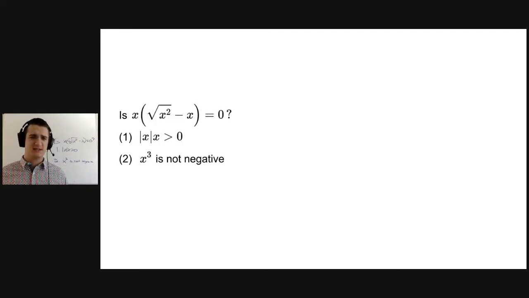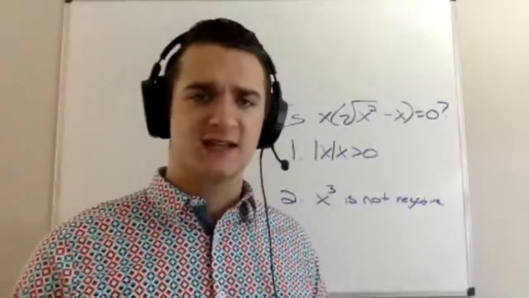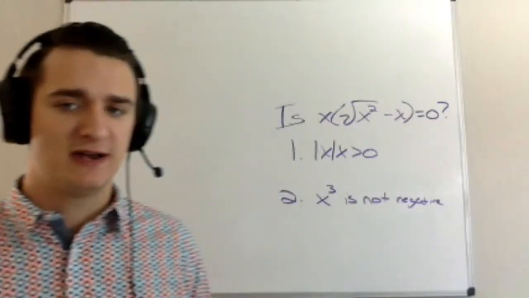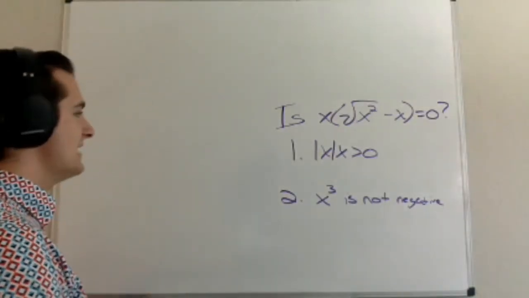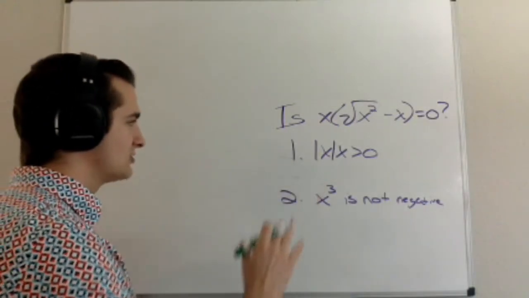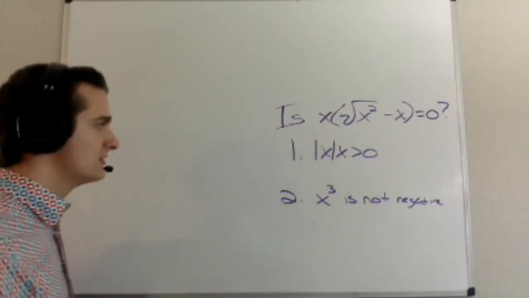The question is this: is x times the square root of x squared minus x equal to 0? And let's take a look at this one together on the board. The first thing that's going to pop out at me when I see this question is this: okay, is x times the square root of x squared minus x equal to 0?